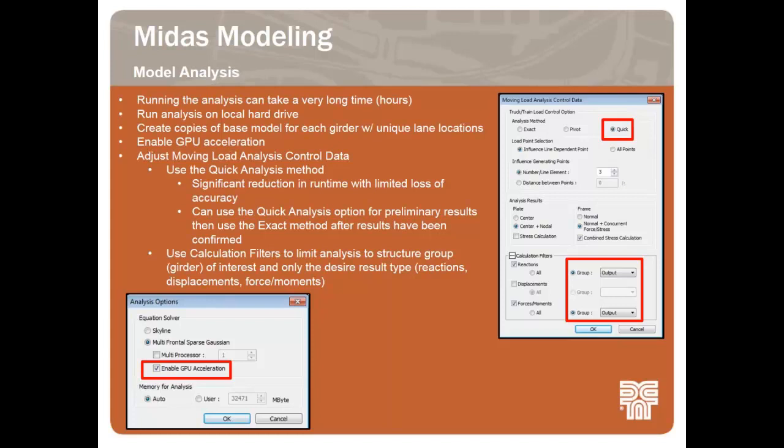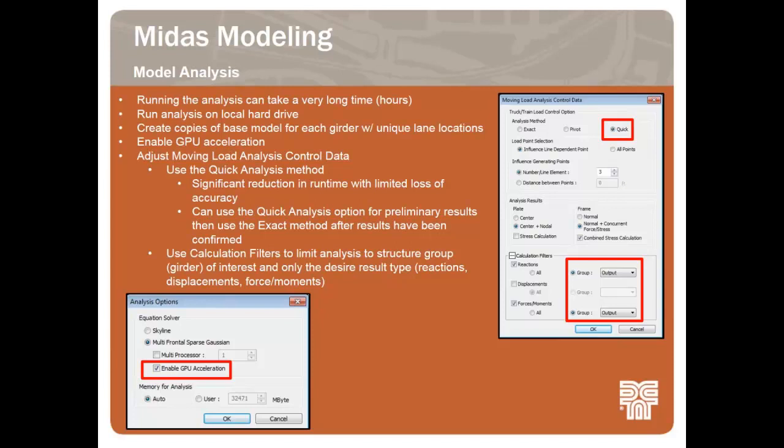Another option that was very useful was in the moving load analysis control data, going from the exact method to the quick method. This sped up the analysis runtime significantly, but it did not result in a significant decrease in the results. Several files were checked using both the exact and quick method as a comparison, and the percent difference was minimal.